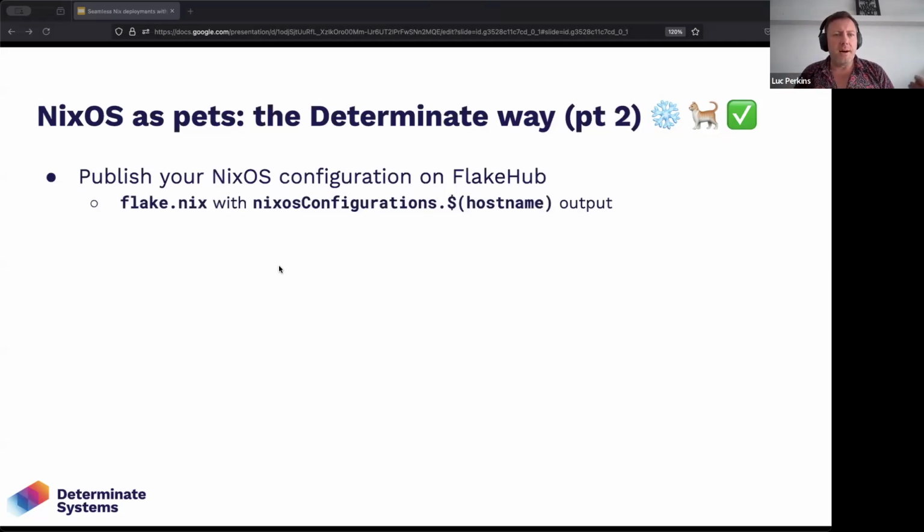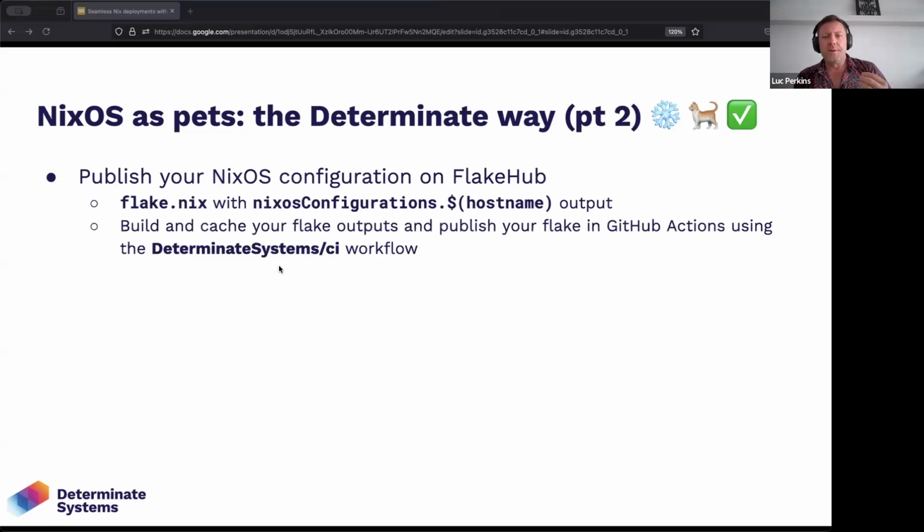You also need to build and cache your configuration. A really straightforward way to do that is to use our DeterminateSystems CI workflow, which you can check out on GitHub. That workflow automatically builds and caches all of your flake outputs with just a few lines of YAML. It does a kind of auto-detection thing where it looks at your flake, sees all of the outputs that are derivations, builds them, and automatically pushes all of those derivations to the cache, and of course the entire closure for all those derivations as well, because that's just how Nix works.